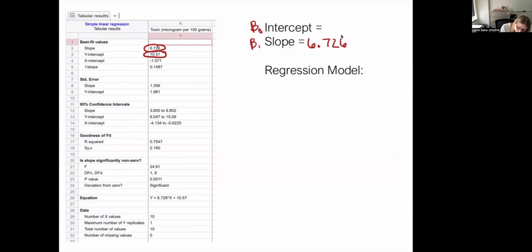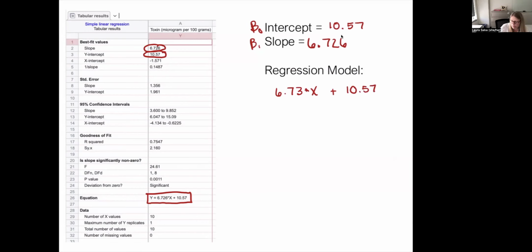I always struggle to remember that, but guess what? They help us out down here and give that exact model of what we're looking for. This is 10.57. So our regression model is 6.73 times x plus 10.57.